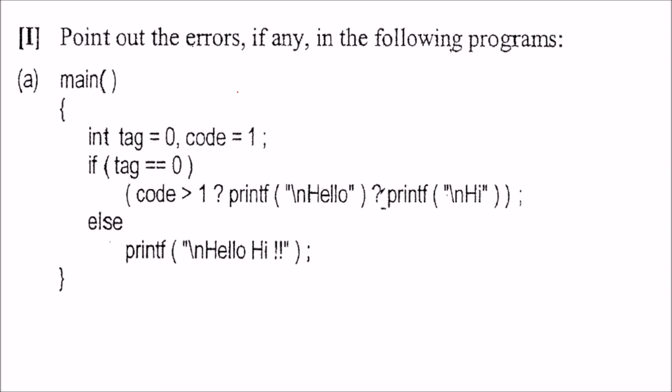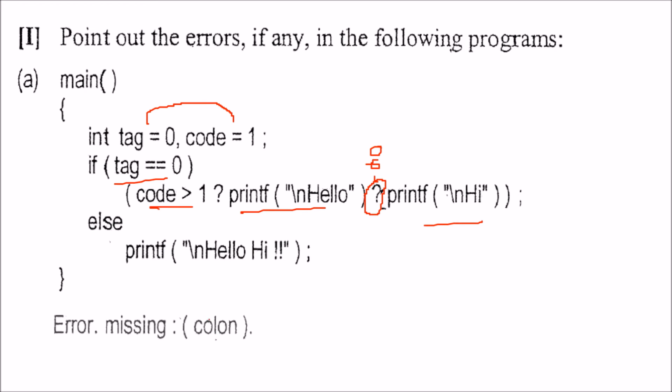Point out errors, if any. Main. Tag is 0, code is 1. Tag is equal to 0. If tag is equal to 0, code greater than 1, question mark, print hello. So this is not a question mark. You have to use a colon here. This is the problem here. You have to use a colon.